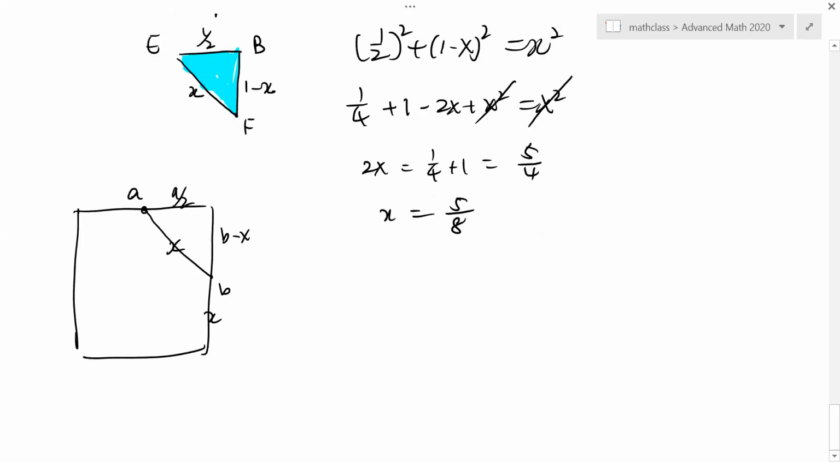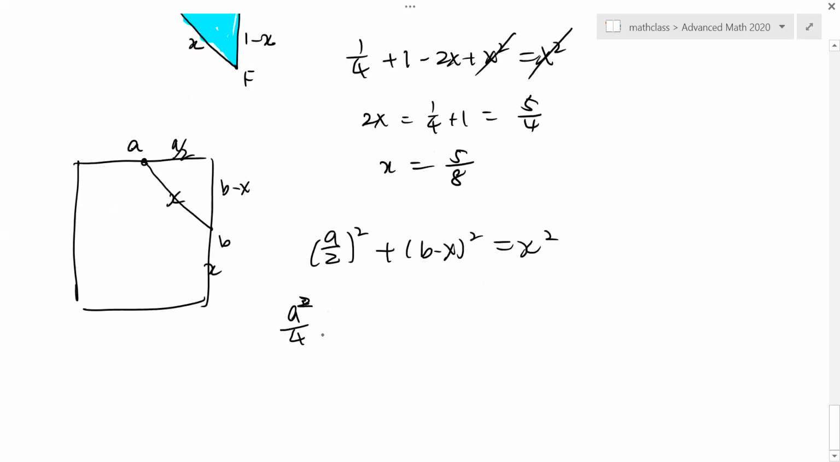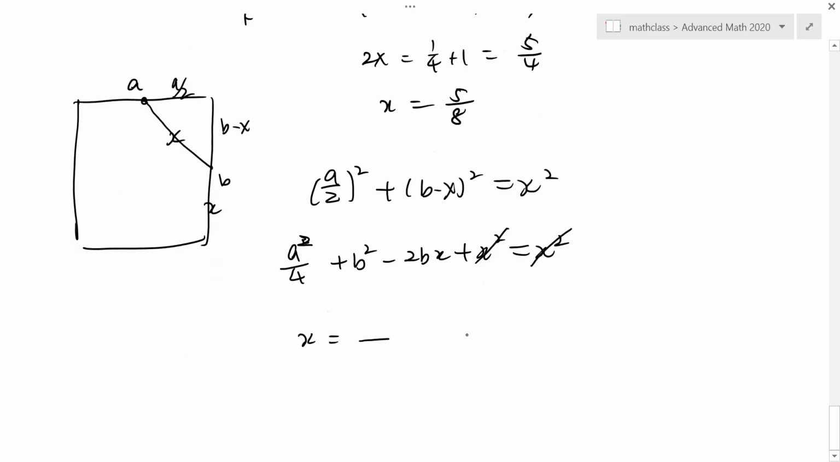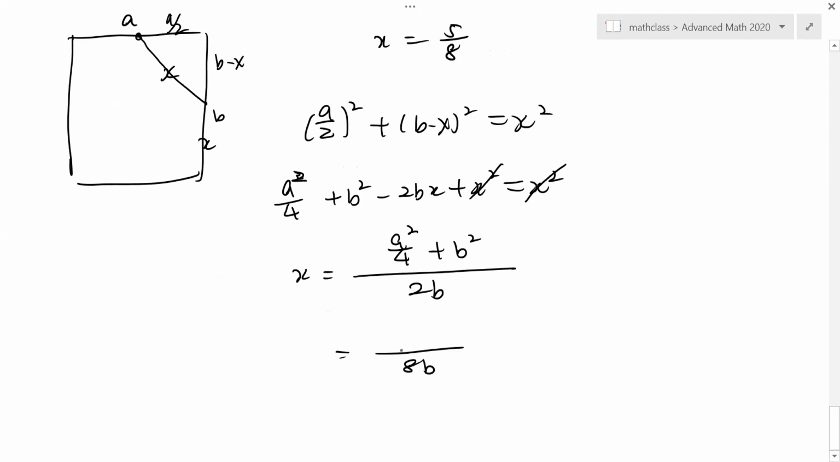So here you see, you get a similar formula: half of A squared plus (B minus X) squared equals X squared. And you will get a linear equation. Okay. And this X squared equals X squared is cancelled out, right? Then X is going to be (A squared over 4 plus B squared) over 2B. And again, it's (A squared plus 4B squared) over 8B. Okay, so you get another general formula. All right, good.